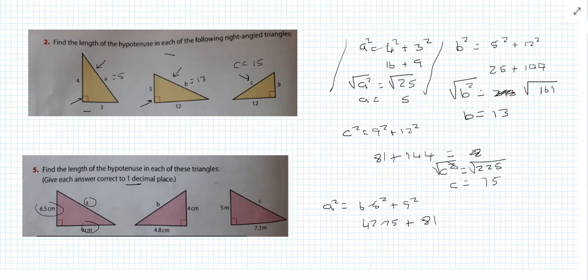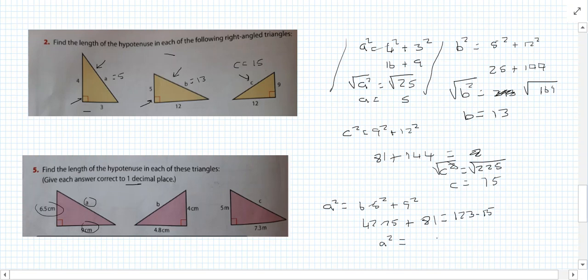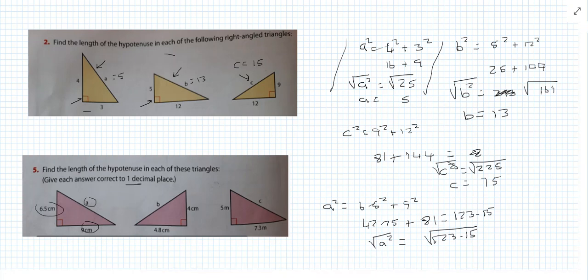So 42.25 plus 81 is equal to 123.25. So a squared is equal to 123.25. So we get the square root of this and we get the square root of this. And the square root of that is equal to 11.09. So a then is equal to 11.09.